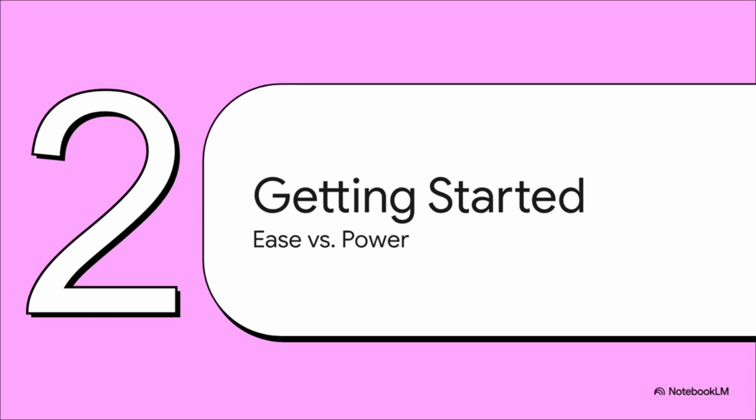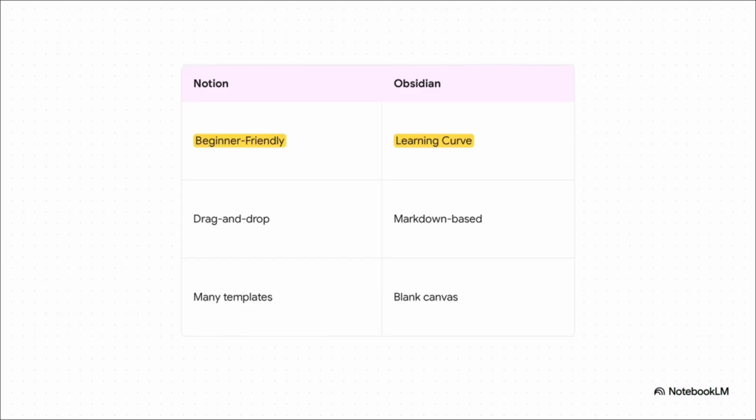So how quickly can you get up and running with these things? Well, this is one of those areas where the initial experience could not be more different. And the difference is immediate. Right away, Notion is just so incredibly beginner-friendly. It's all drag and drop, and with this huge library of free templates, you can build a really useful dashboard in minutes. Obsidian, though, well, it starts as a blank canvas. It can feel a little intimidating at first because it uses Markdown, which is basically a simple way to format plain text, and you have to build your own structure from the ground up.